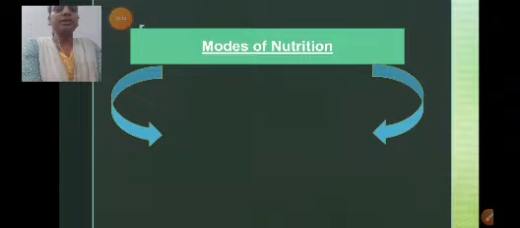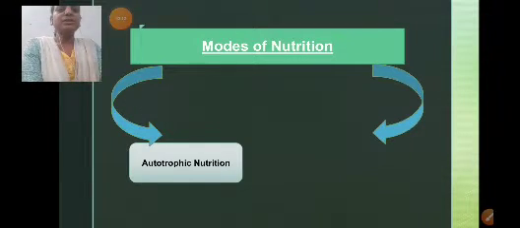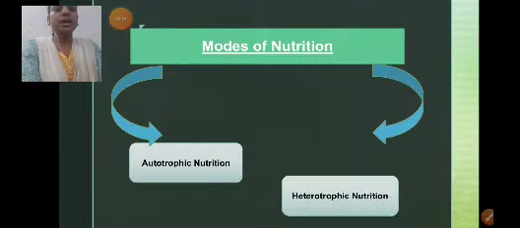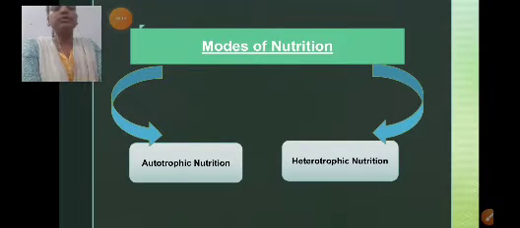Now let us proceed to the different modes of nutrition. So students, basically there are two modes of nutrition. First one is the autotrophic mode of nutrition and second one is the heterotrophic mode of nutrition. So let us see these two one by one.